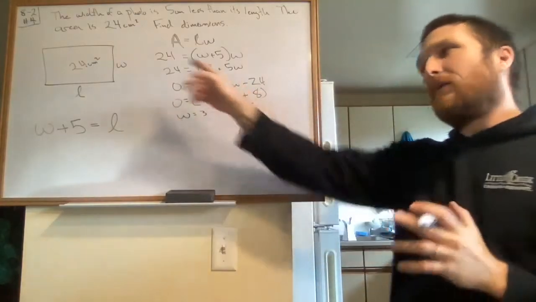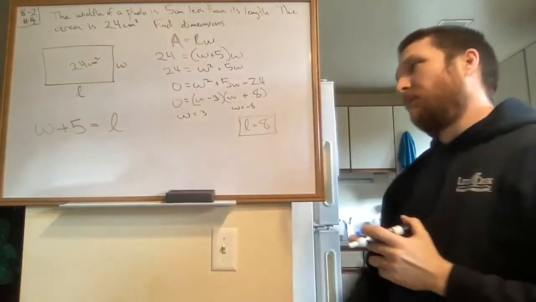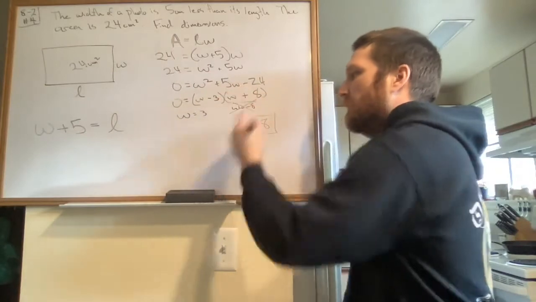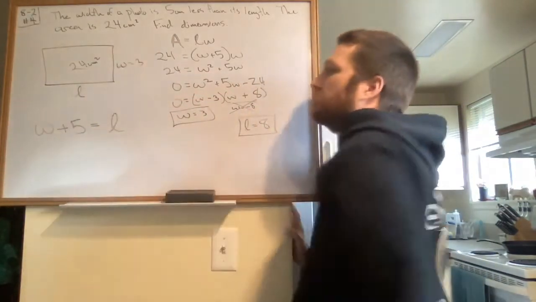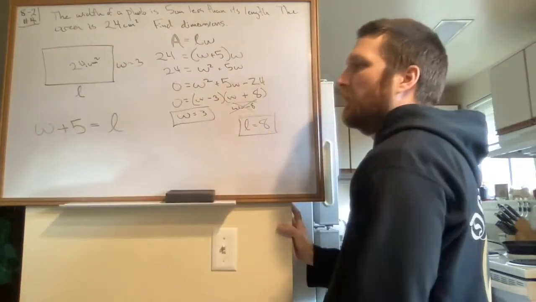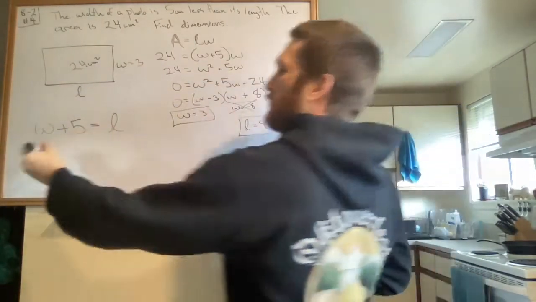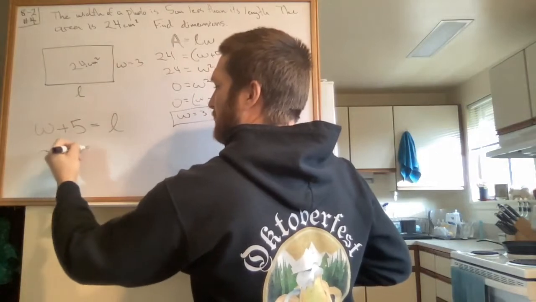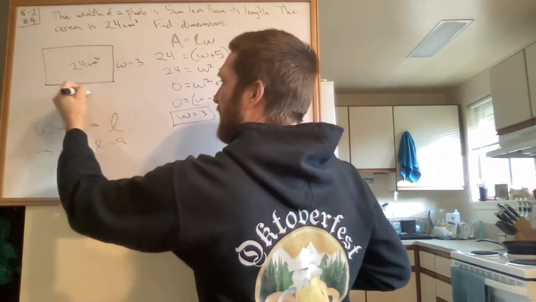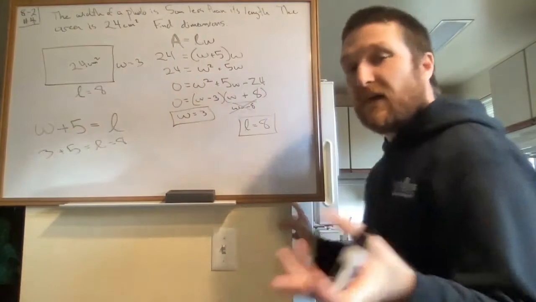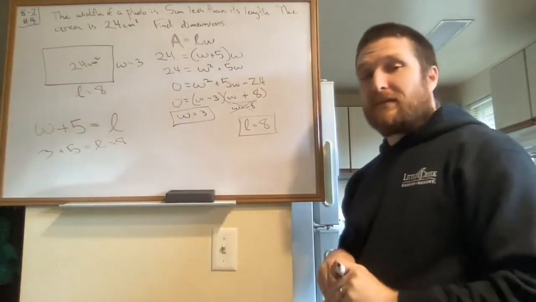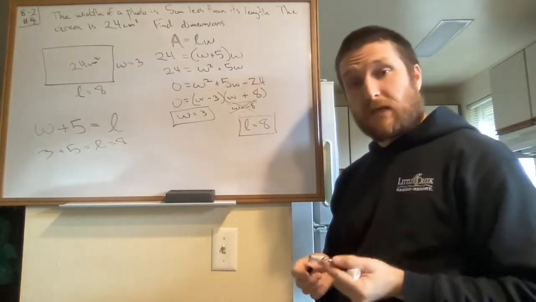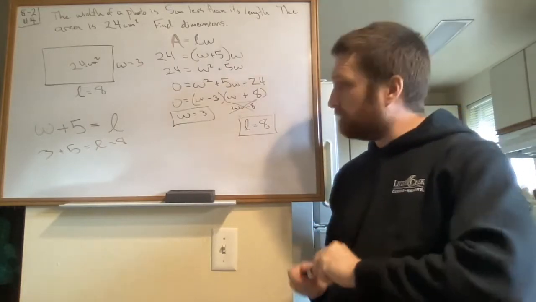You say, wait a minute, no, in our context, there's no negative width. And so that guy's out. And so the width would have to be 3. And you'd say, aha, width is 3. And then you'd say, well, what about the length? Well, it's 5 more than that. So we would have 3 plus 5 is equal to L, which is equal to 8. And you would end up with the same thing. So if you set it up differently, you should end up at the same place if you could remember that 3 times 8 is indeed 24.